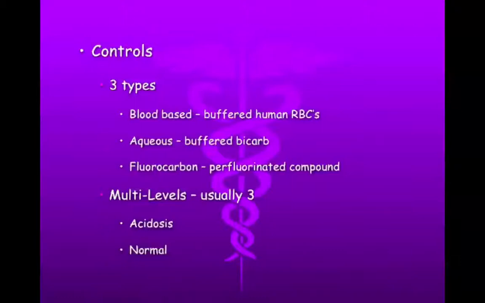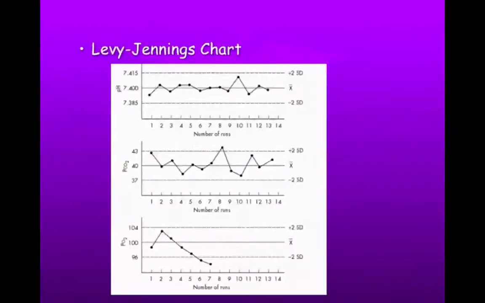Typically, you will do a 3-level of control on a blood gas machine. You'll have something that is acidotic, you'll have something that's normal, and then you'll have something that's alkalotic. I don't see that on here. It must have gotten knocked off, but alkalosis should be the 3rd level. This is referred to as a Levey-Jennings chart. A Levey-Jennings chart is basically monitoring and looking at linearity, okay? More of a horizontal linearity versus an angled linearity.